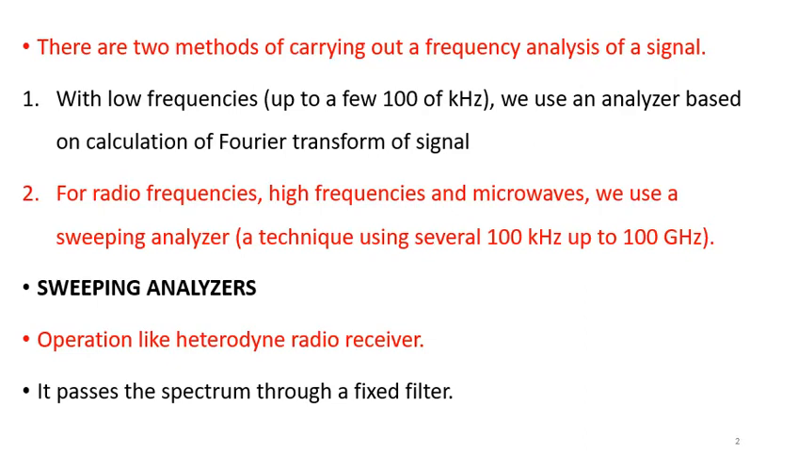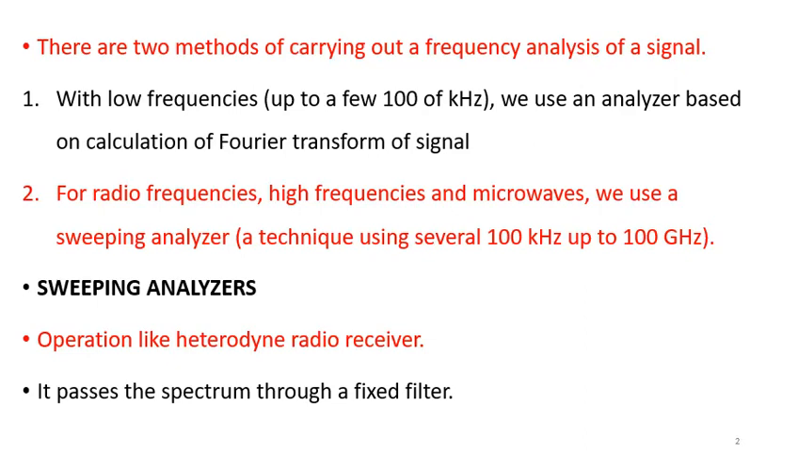The operation of the sweeping spectrum analyzer is very much similar to that of a heterodyne radio receiver. If we can remember, radio receivers are of different types, and the heterodyne is the one in which the accepted radio frequency contains two components: our intelligence, that's the original message, and our carrier frequency. It then mixes this received radio frequency with the signal from the local oscillator. In this way, it can eliminate the carrier frequencies and finally obtain the intelligence.